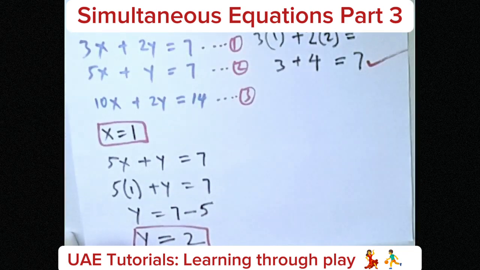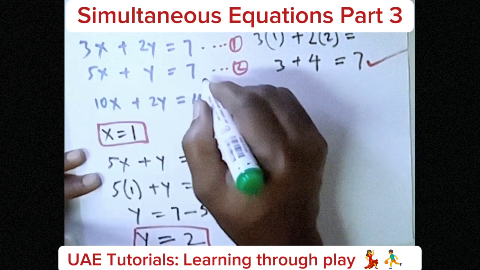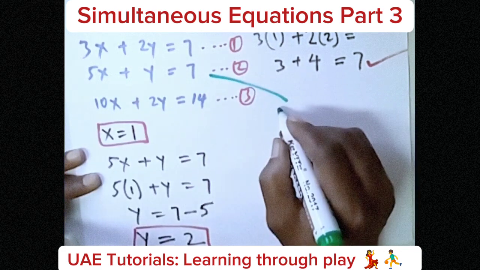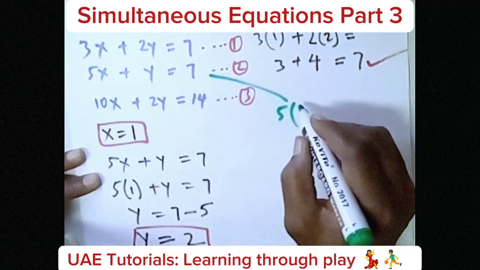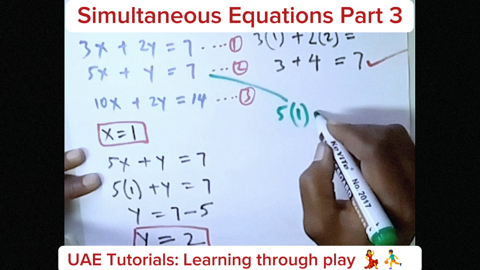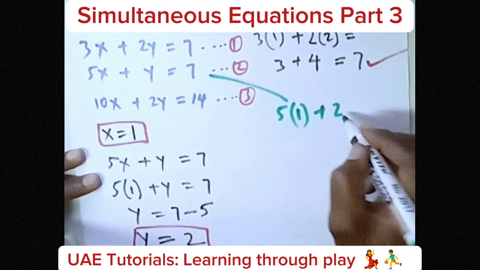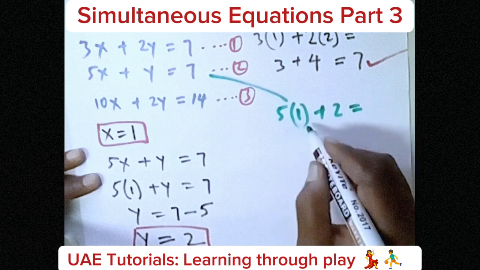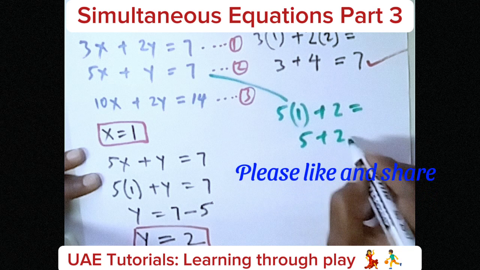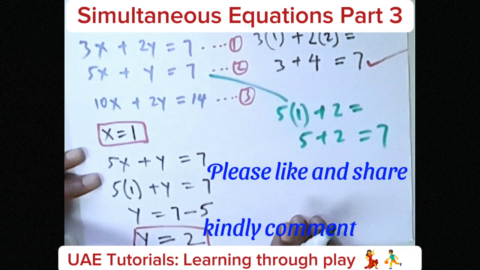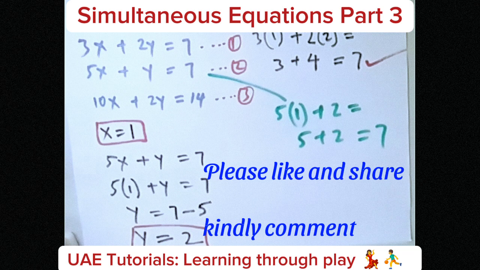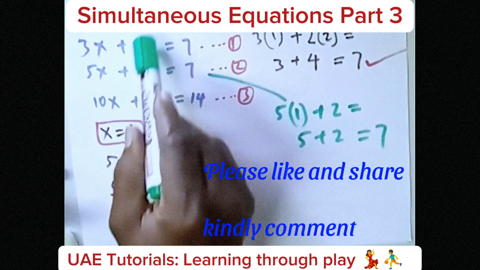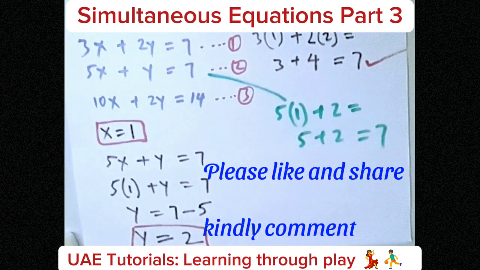So our equation 2. Equation 2 says 5x, whenever we see x, we put 1, plus y, whenever we see y, we put 2. What does that give to us? So 5 times 1, that's just 5, plus 2. Hooray, that is 7. So both equations are satisfied. This one was a little bit tricky, but not too tricky. We just did something to make the coefficients of y the same in both equations, and then we went ahead, used the same method, and we got the answers.